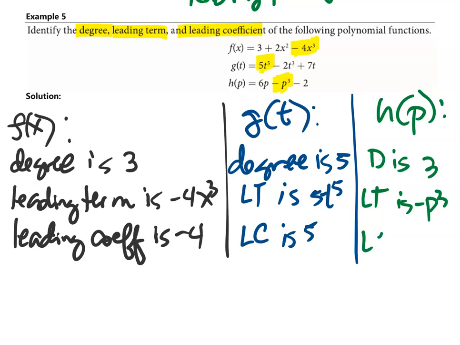And the leading coefficient is, be careful, your leading term is negative p cubed, so it is understood that there is a negative 1 here, negative 1 p cubed. So the leading coefficient is negative 1. Okay.